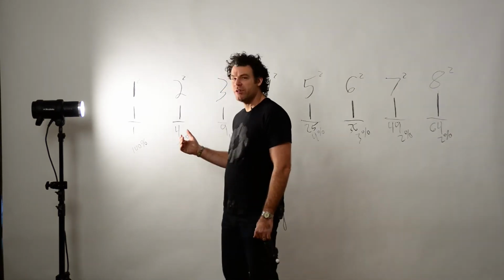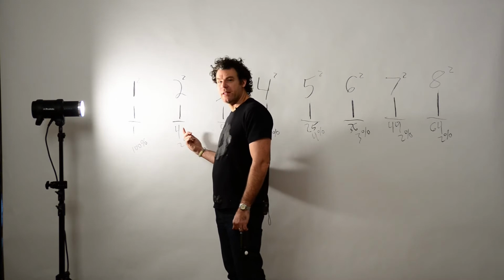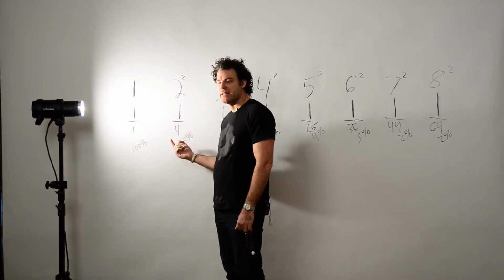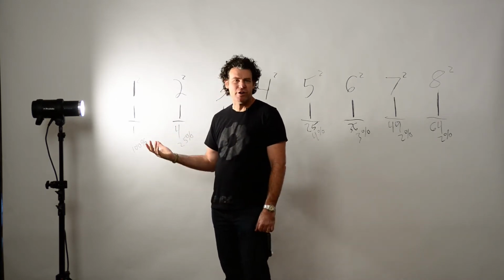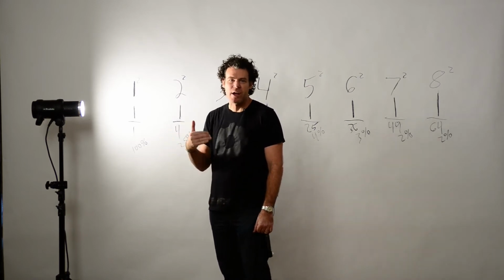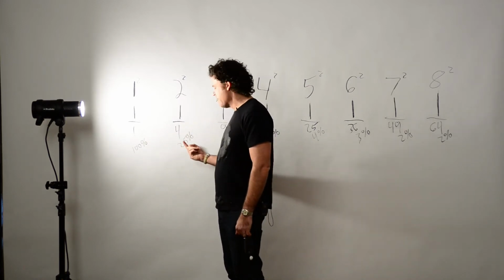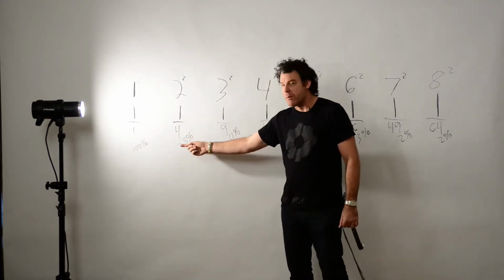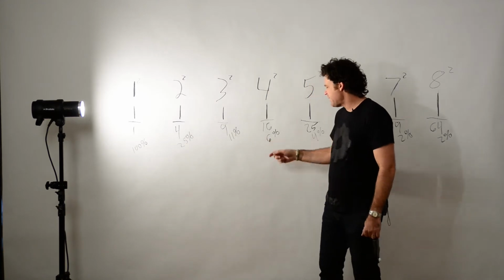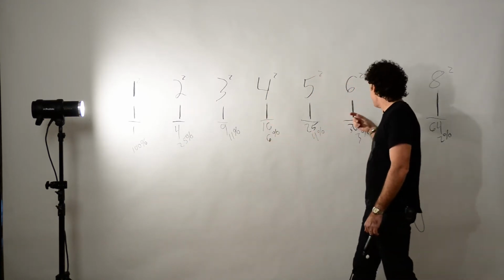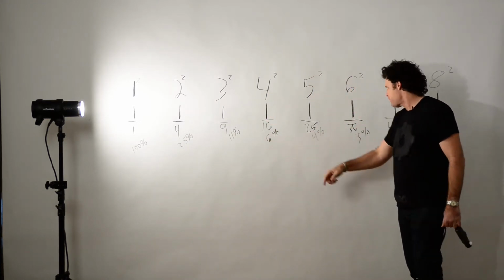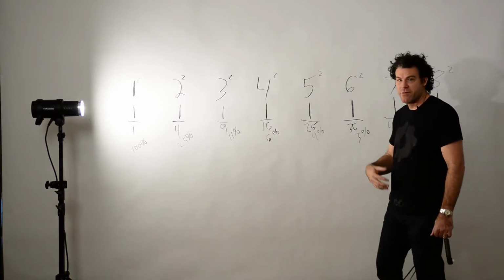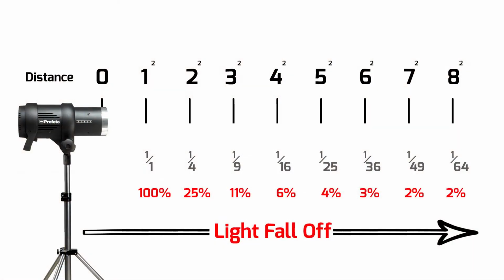Every time you double the distance, you drop the amount of light 75%. It doesn't matter if it's a foot or an inch or a yard or whatever. Doubling the distance is going to drop your light 75%. So watch. From 100 to 25 in 1 foot. Now we're gonna go 2 to 4 feet. We're gonna drop it from 25% to 6%. Then we're gonna go from 4 feet to 8 feet, and we're gonna drop it from 6% down to 2%. Every time you double the distance, 75% gone. You gotta understand this. This is huge. This is why it's so insane.